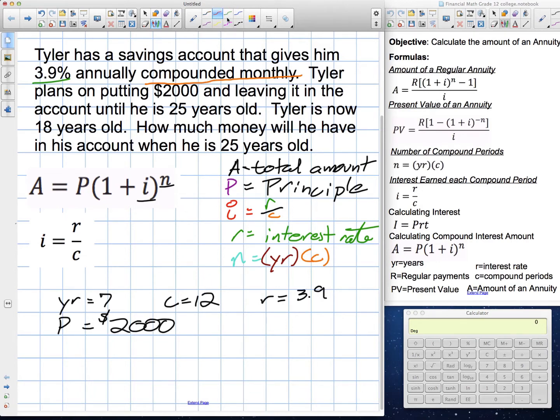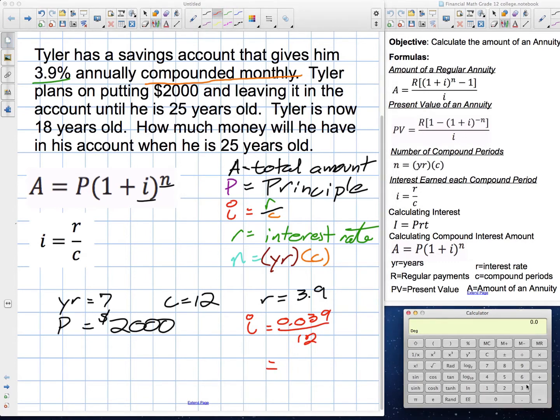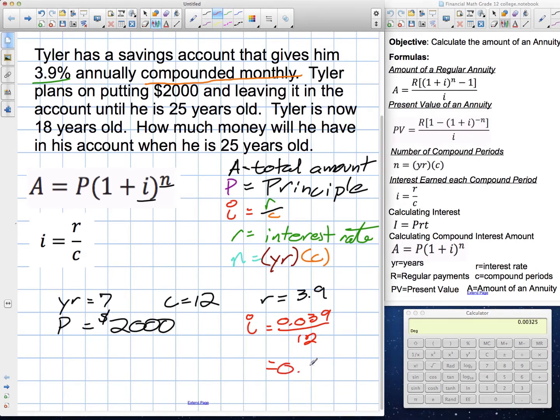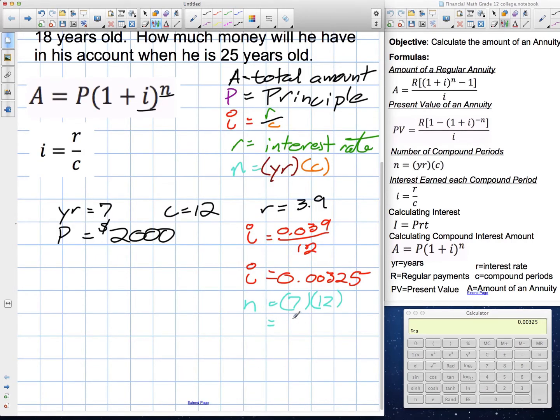So I is the interest rate, which is 0.039 divided by 12. So we calculate that here, 0.039 divided by 12. We write this number down: 0.00325. That's what our lowercase I stands for. And our N is equal to the 7 years times 12. Anyone know what that's going to be? 84. So what that means is 84 months are going to pass in these 7 years. So that's how many times this guy's going to compound money.